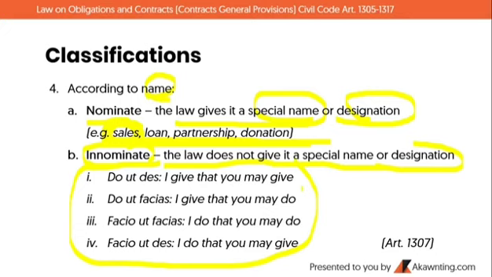Okay? Pero, in this slide or in this lecture, we classified it into 4. So, first, do ut des, do ut facias, facio ut facias, and facio ut des. So, ang English translations na mga to ay I give that you may give, I give that you may do, I do that you may do, and I do that you may give. So, these are the 4 classifications of innominate contracts.